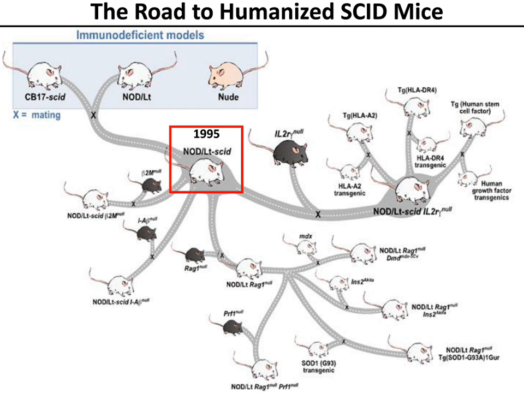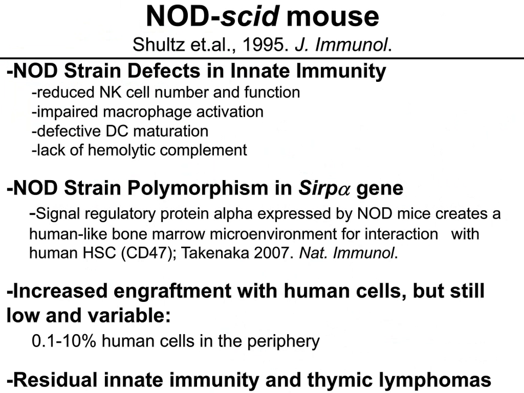So the NOD background also offers a number of genetic advantages which improves the engraftment of human cells and tissues and immune systems. For example, they have severe defects in innate immunity. They have reduced NK cell number and function, again, which I think is critical. They have impaired macrophage activation, they have defective DC maturation, and they also lack hemolytic complement.